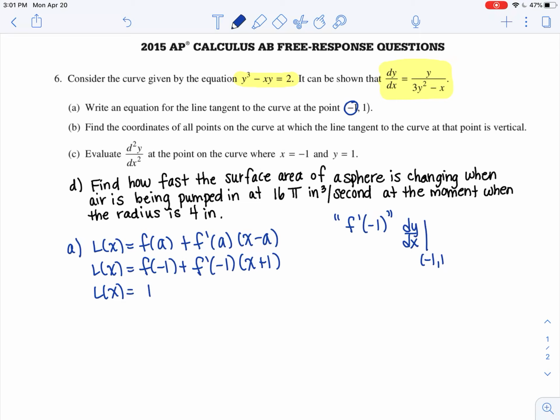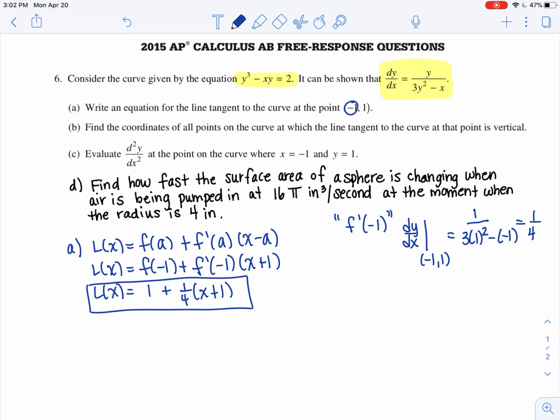That's dy dx at the point -1, 1. So when I plug into this function, that's y on the top, so that would be 1 over 3 times 1 squared minus -1. And when I clean that up, that comes out to be 1/4. Okay? So therefore, I'm going to have 1 plus 1/4 times x plus 1. And that would be the equation of my tangent line.